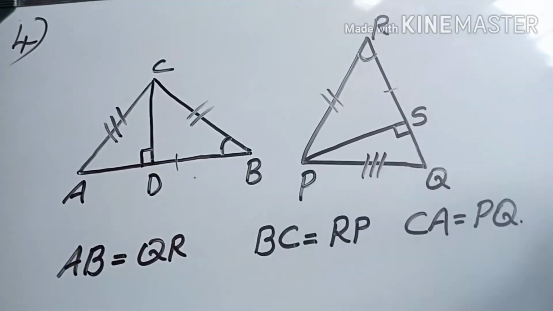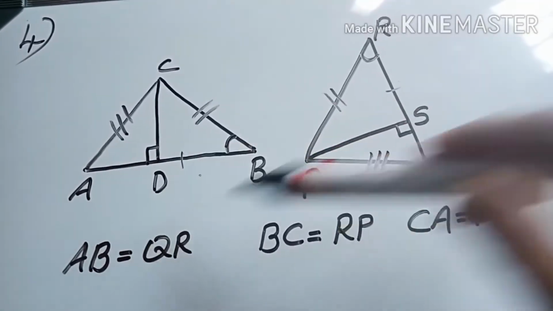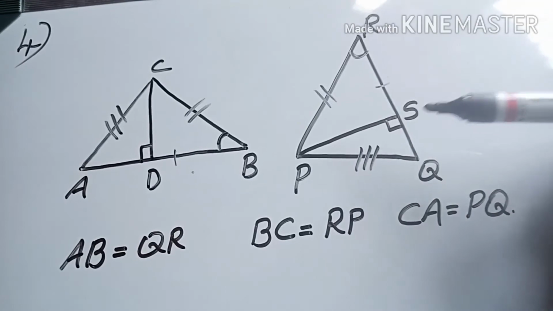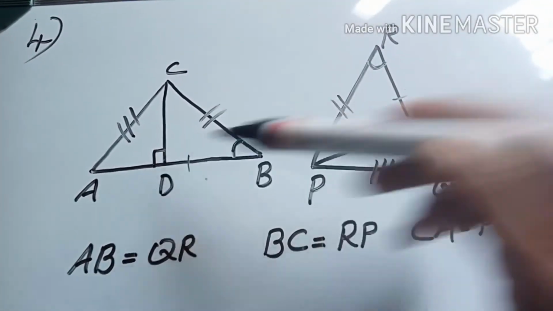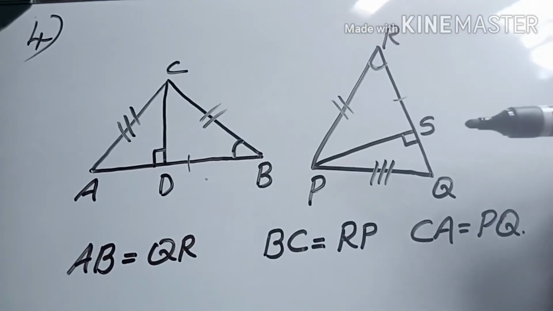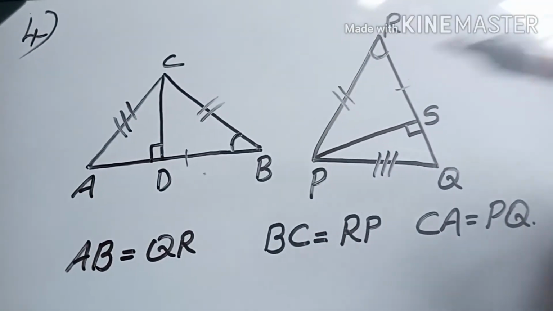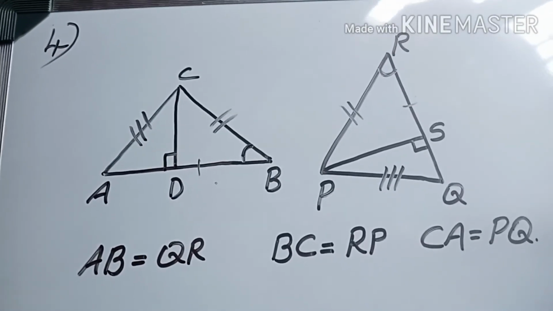Both angles are equal. Otherwise, you can directly say that CD and PS are equal because they are perpendicular lines of equal triangles. Okay, CD is a perpendicular line, PS is a perpendicular line. So, as they are perpendicular lines of equal triangles, these two perpendicular lines are equal. Okay, that is the first sub question.